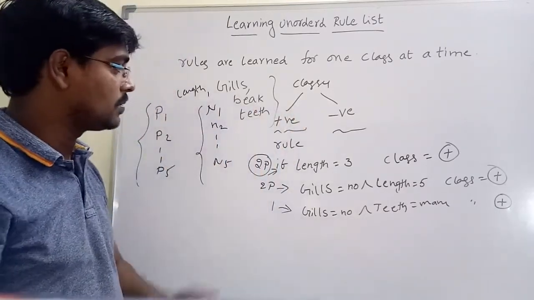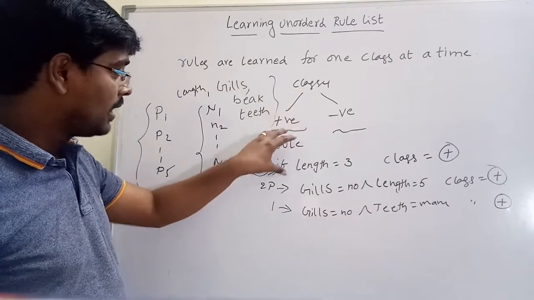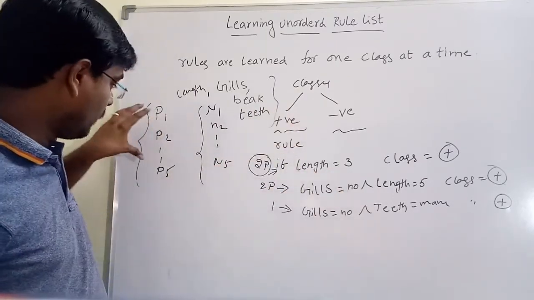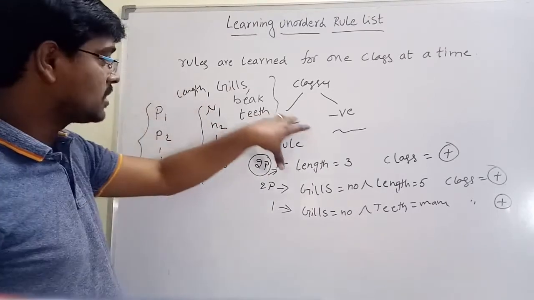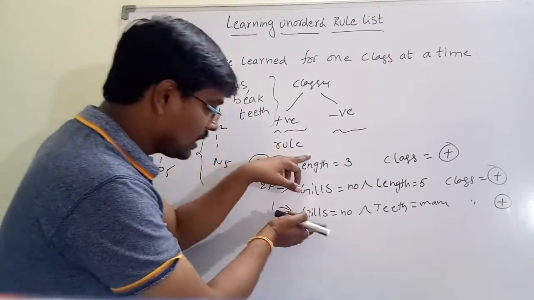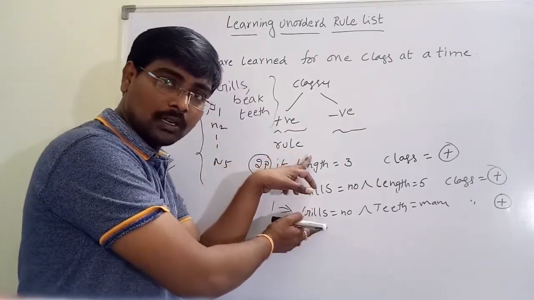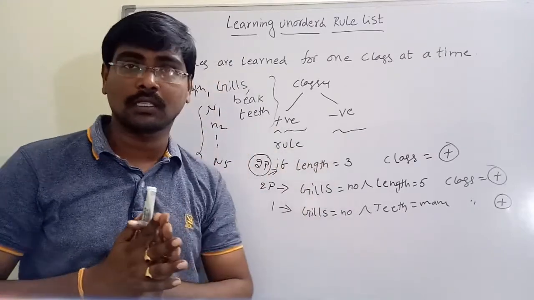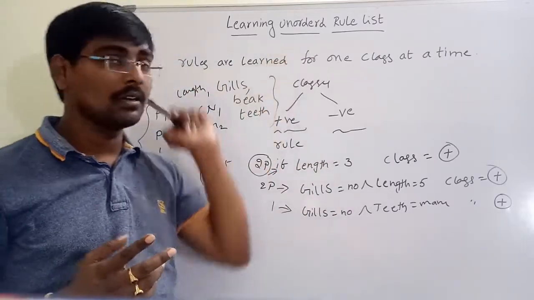The approach is very simple. Take one class and identify the rules such that the set of examples comes under this class. Obviously, the examples that do not satisfy these rules come under the negative class. This is the unordered rule list.